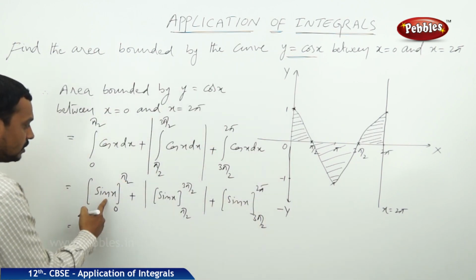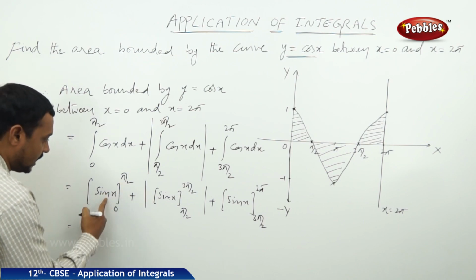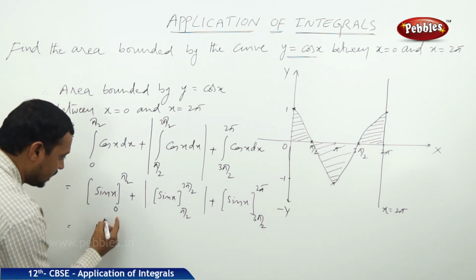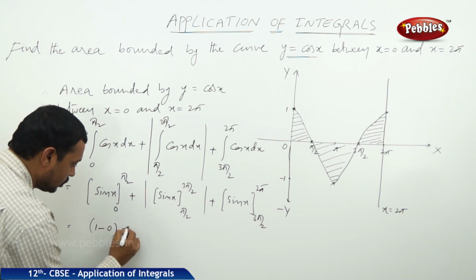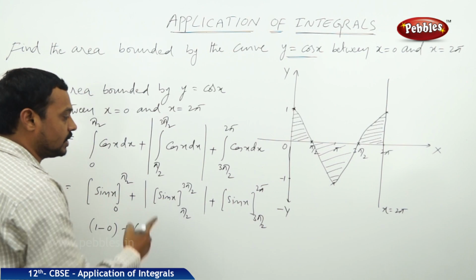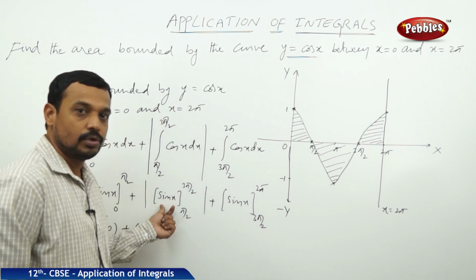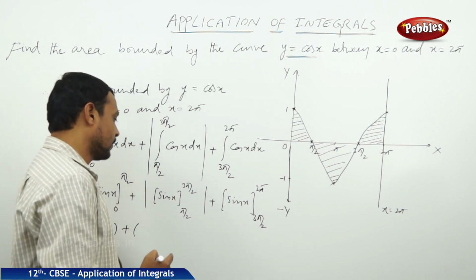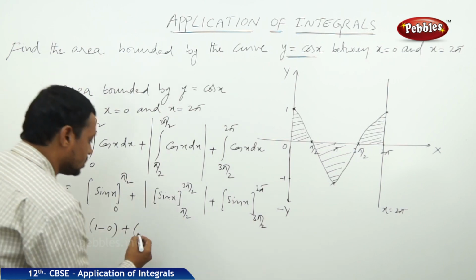Now substituting sin pi by 2, sin 90, that is equal to 1, minus sin 0, which is 0, plus here it is sin 3 pi by 2. What is the value of sin 3 pi by 2? Of course it is 270 degrees.